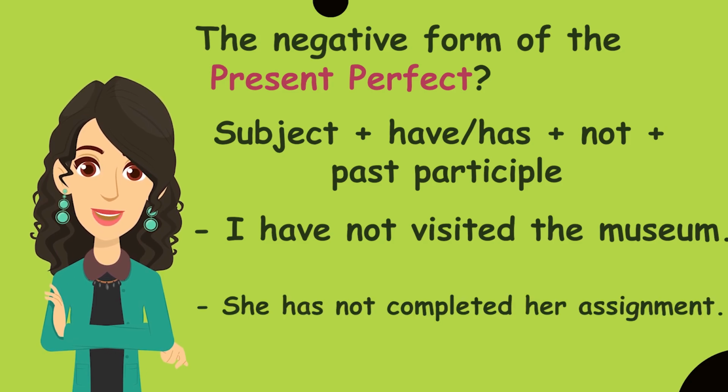You can also use the contraction haven't or hasn't. I haven't visited the museum. She hasn't completed her assignment.